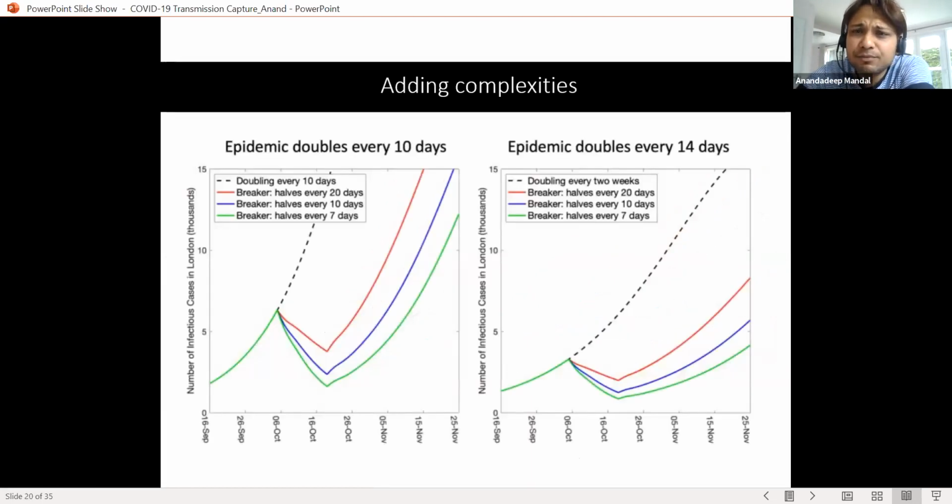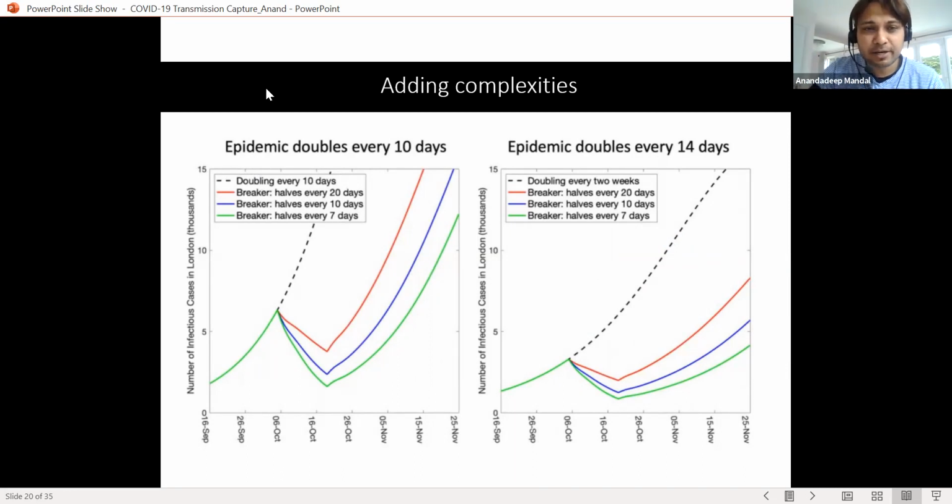So see, we added complexities, of course. We had to add complexities. So we had circuit breakers for 7 days, 10 days, etc. And we calculated the number of infectious cases in London. We had this for all cities, all major cities. Birmingham was, of course, there. So we had epidemic doubles every 14 days. During this phase, the epidemic was doubling every 10 days, so we could see how the transmission is progressing and at what rate it is progressing.